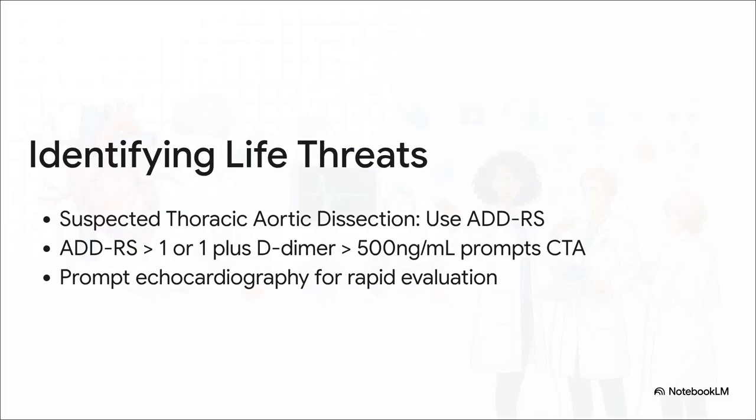Let's dig just a bit deeper into ruling out those specific life threats. For suspected thoracic aortic dissection, you don't want to just rely on a gut feeling here. You need highly targeted testing. You should actively be using the Aortic Dissection Detection Risk Score, or ADDRS. If a patient has an ADDRS greater than 1, or maybe a score of 1 combined with a D-dimer over 500 nanograms per milliliter, that prompts an immediate ECG-gated CTA. Boom, no questions asked. Also, if you have it available, a prompt transthoracic echocardiogram is highly recommended, so you can rapidly evaluate cardiac function and spot things like pericardial effusions or signs of PE.